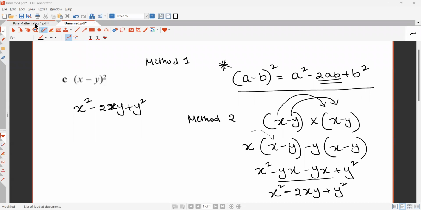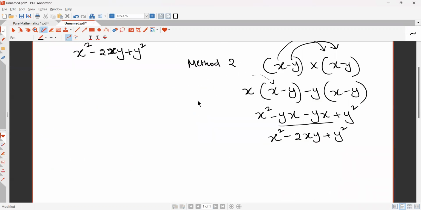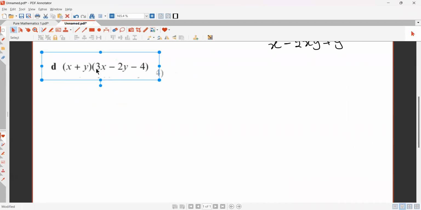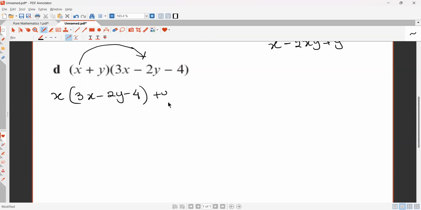This I recorded. Okay, let's go to the next sum then. So this is done, x minus y whole square. Now let's do the D part. Again, here we will do the long method. What happens is this x multiplies with everyone over here, so I'm going to write x times (3x − 2y − 4). Then the y also multiplies with everyone, so y times (3x − 2y − 4).